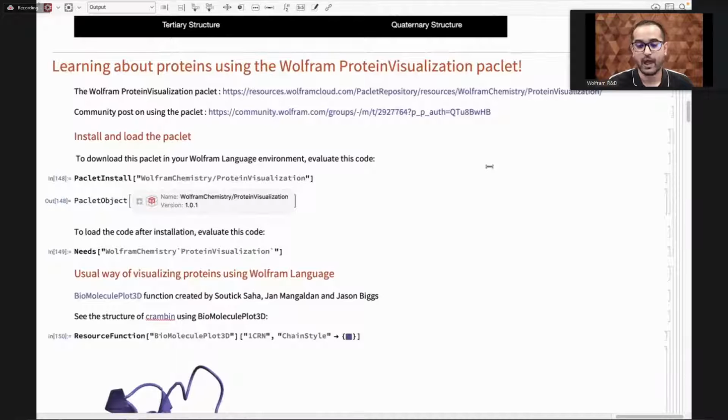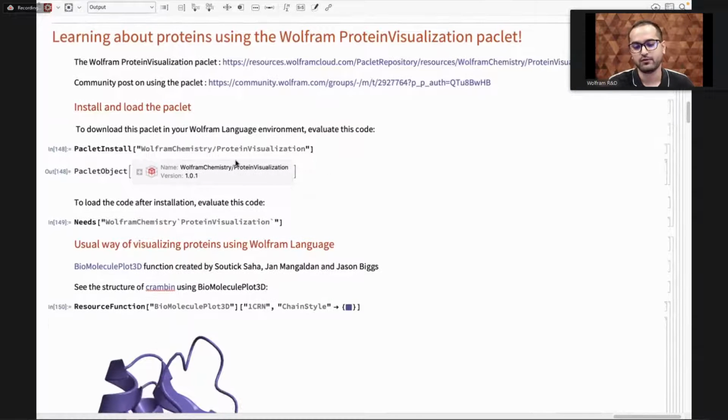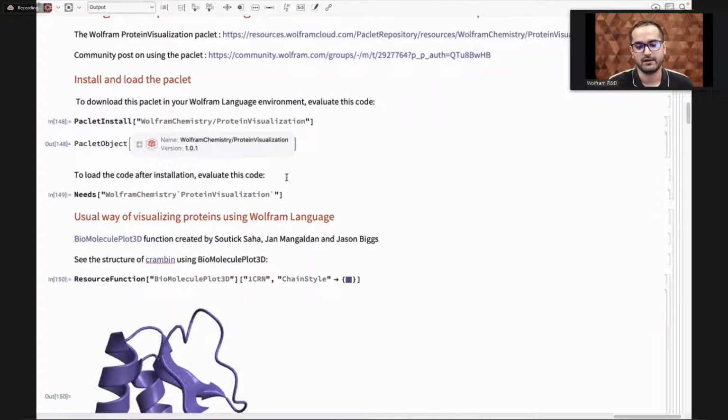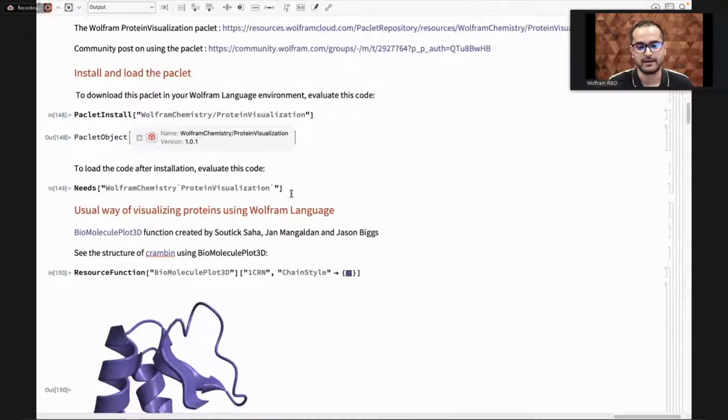If you have not installed the Packlet, you can just use this command to install it in the Wolfram Language. I obviously have it installed, so I won't run it again. Once you have installed the Packlet, every time you quit your session and want to use it again, you just need to load the Packlet using this command. That will get you started with using the Packlet.